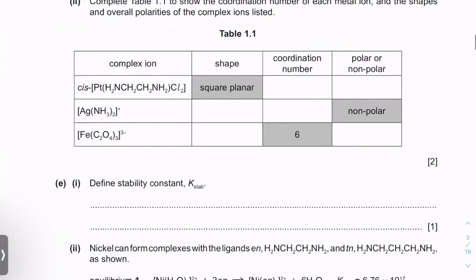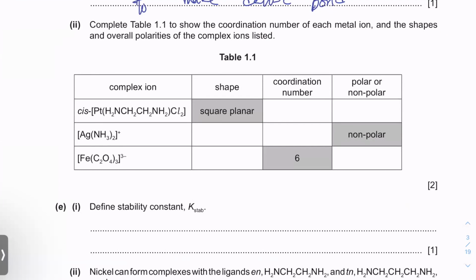dative bond. Complete table to show the coordination number. Coordination number is the total number of dative bonds made by the central ion. And the shapes and overall polarities. Okay. Square planar है तो clearly 4 है coordination number because 4 उसने bonds बनाई होंगी. And polar or non-polar. So it has en and it has chlorine.